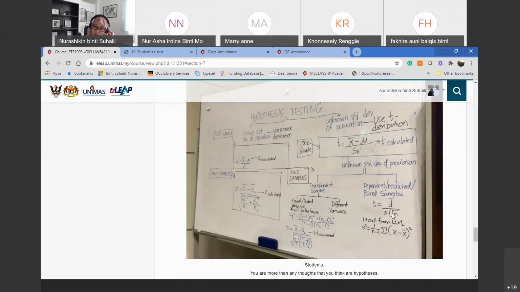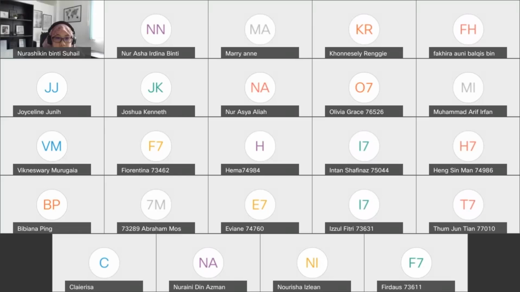Okay, and in order to use the T formula, you have to first solve for S. And S is obtained from this formula: S squared equals 1 divided by n minus 1, summation of x minus x bar squared. S is the square root of S squared. So this is not a new formula. You have used it before. Okay, let's go back to my slide.